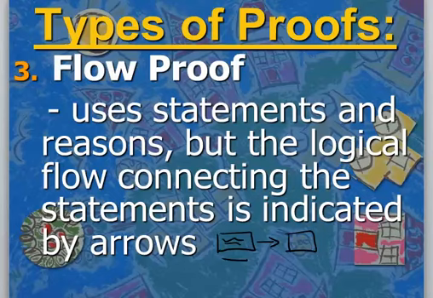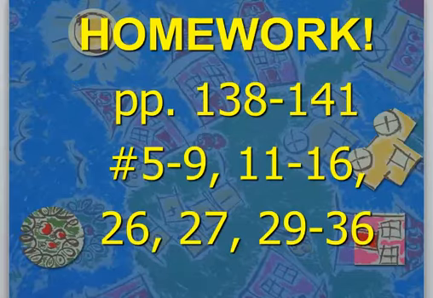We'll work through a proof in class with two-column, paragraph, and flow. And then we'll be working on book page 138 to 141, number 5 through 9, 11 to 16, number 26, 27, and 29 through 36.